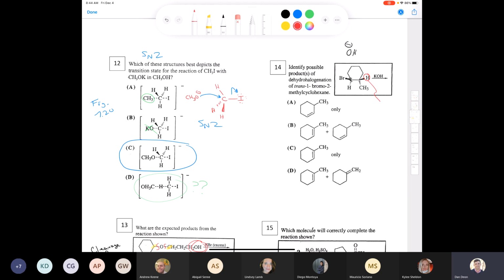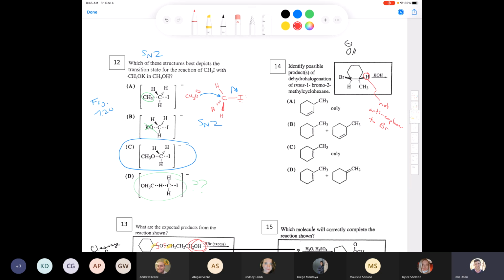The reason you cannot abstract this, the reason I can't draw this curved arrow, so don't draw this at home, okay? The reason you can't do that, that's a big no-no, is because that hydrogen is not anti-coplanar to the bromine. Remember, on a ring, the hydrogen and the leaving group, when you do an elimination, have to be anti-periplanar, anti-coplanar. I like anti-periplanar because anti-coplanar refers to exactly 180 degrees.